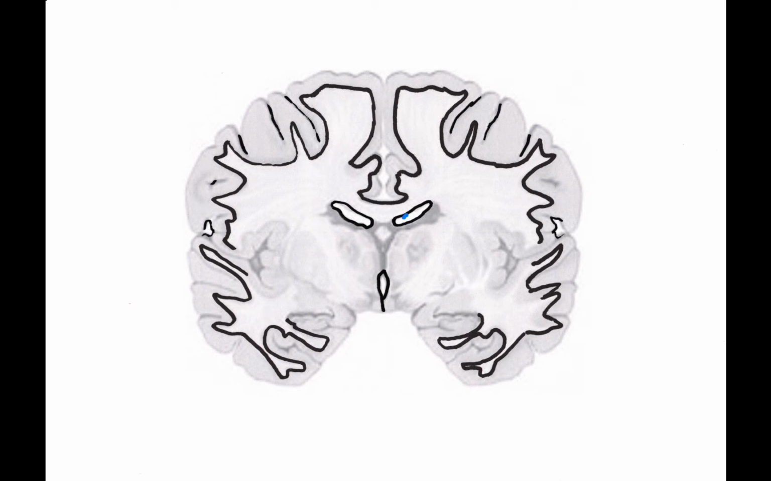So here, these are lateral ventricles. This is third ventricle. Here is your caudate nucleus. Here is your lentiform nucleus. This is thalamus, and below the thalamus there will be subthalamic nucleus, and here will be your substantia nigra.